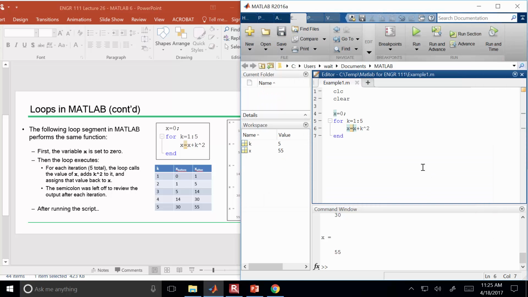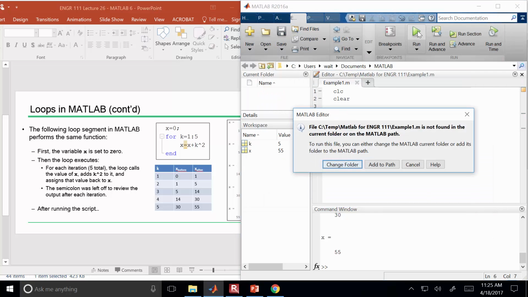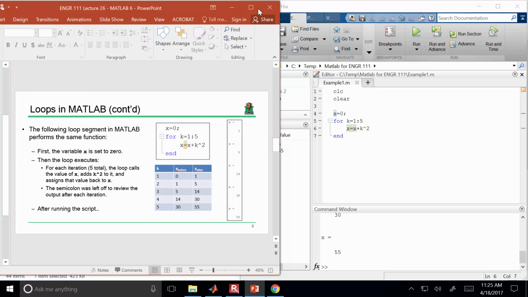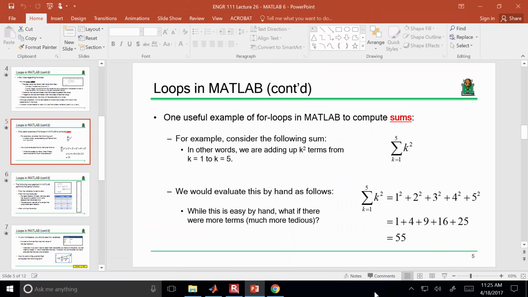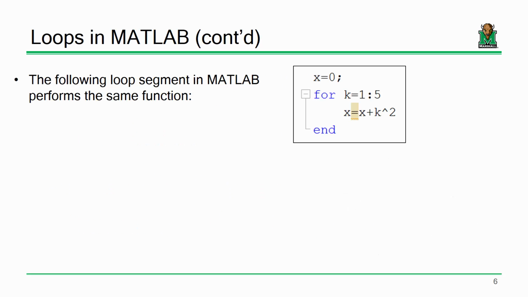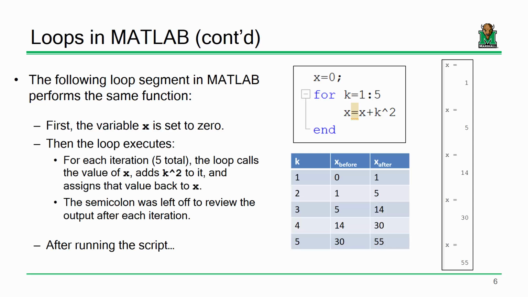All right, so I've saved it. Let me run this. All right, so it does the same thing. Here now x is defined as 55, which is the end result of the calculation. We knew from before, when we looked at it this way, x should be equal to 55. And so that's what we get here as well.